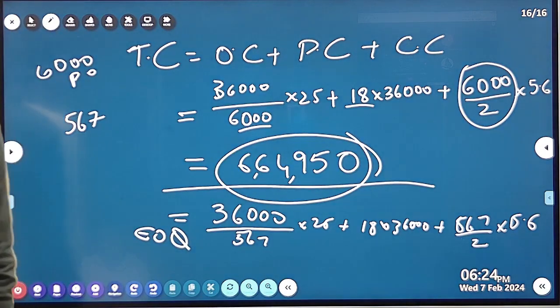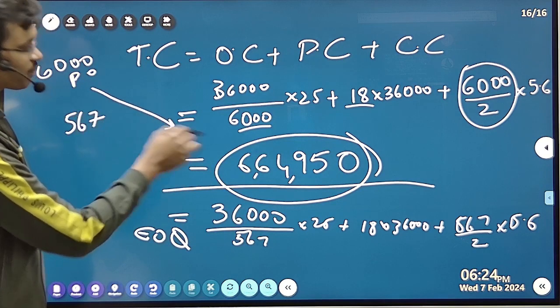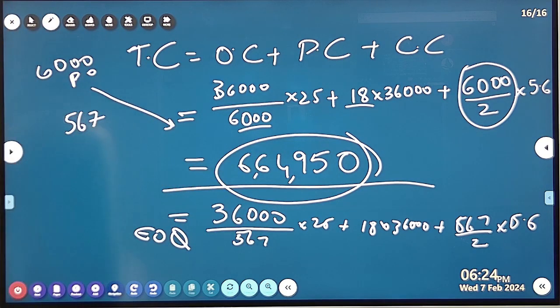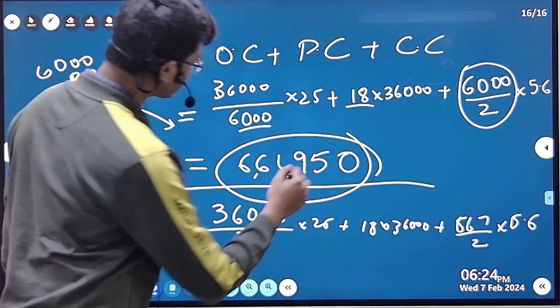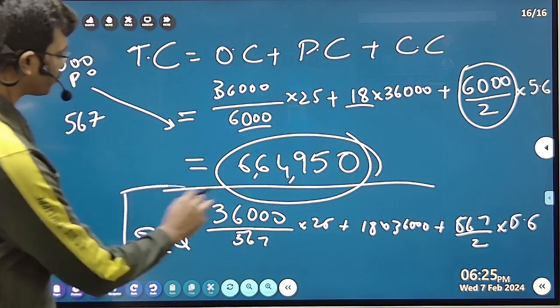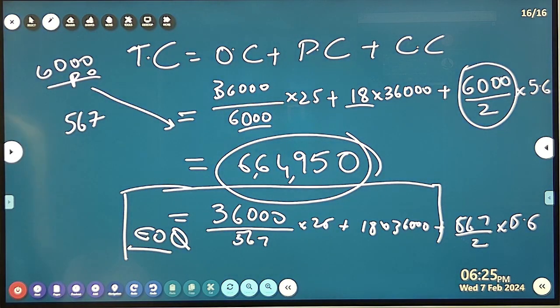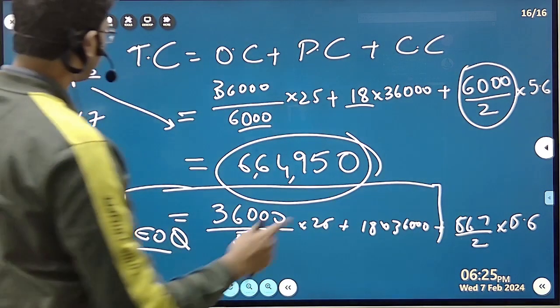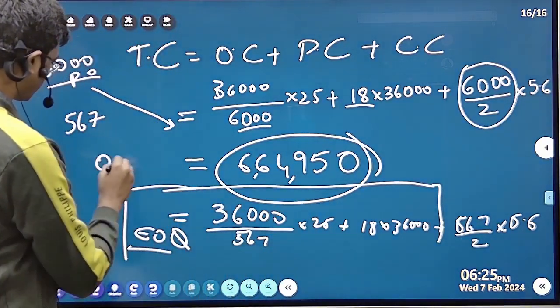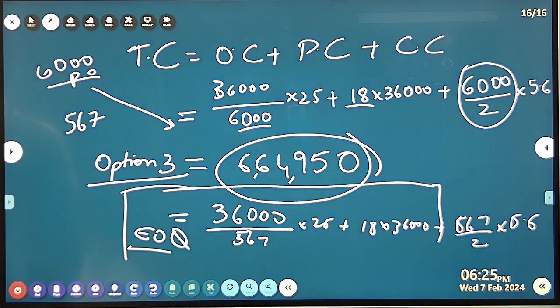Correct? But this is not EOQ, but still if we take this option, our cost will be lower than the first two options. Understood? So at EOQ, this will be very much less than 6,64,000. But we are not calculating at EOQ, we are calculating at the 6,000 per order level. Okay? So now option 3 is better. Okay? Understood?